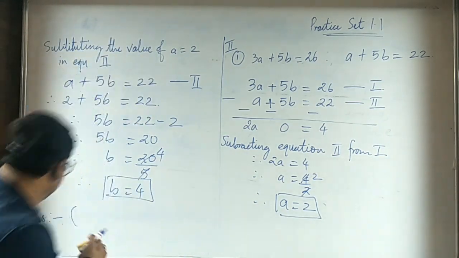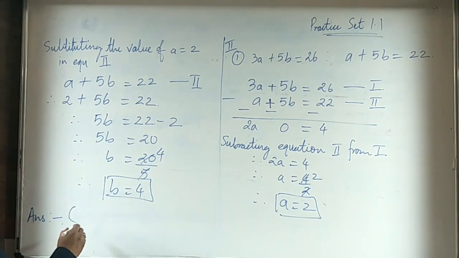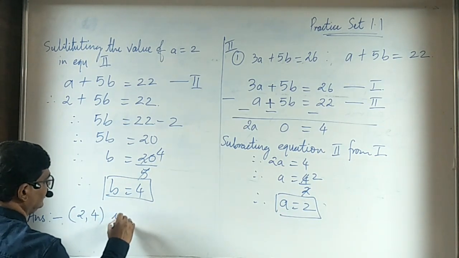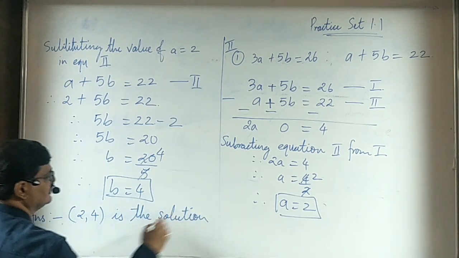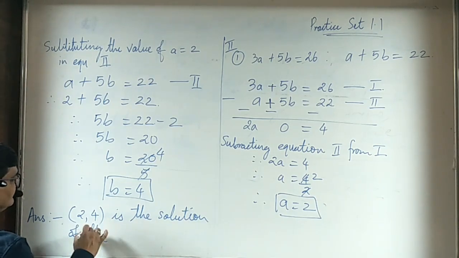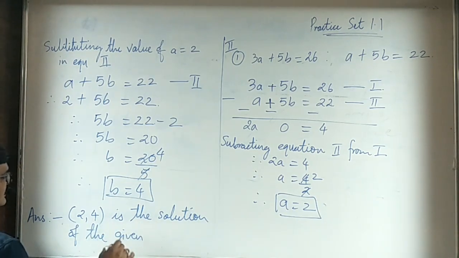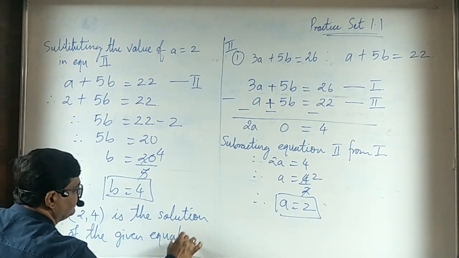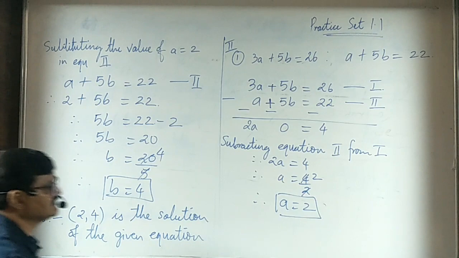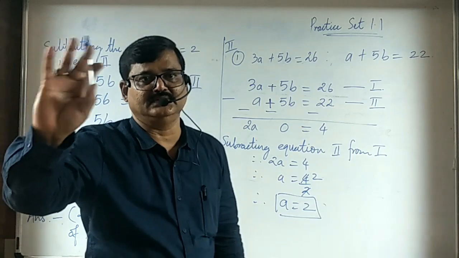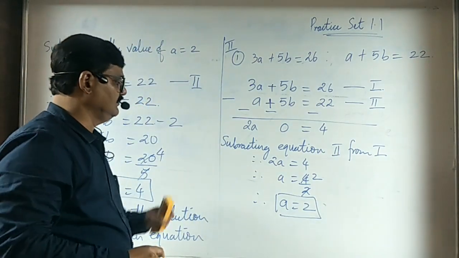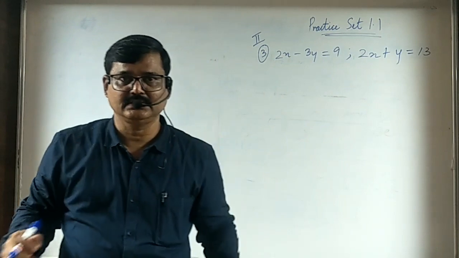So you have to open the bracket, and then write the value of a, which is 2, put a comma, and then write the value of b, which will be 4 over here. And you have to write that this is the solution of the given equation. This is how we finish our first sum, and this sum carries 3 marks in the board. So that is how we got the answer, 2 and 4.